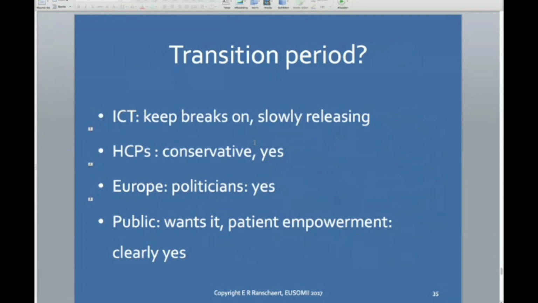Why is it going slower than we expected? Well, the current situation is that ICT is still keeping the brakes on. They are slowly releasing because they are not sure how to handle this, maybe because of the concerns they still have about security and reliability. Healthcare professionals are still a bit conservative, so they are hesitating. The politicians, for the most part, are in favor of it. In Europe, the politicians are in favor, and the public also wants it. We have this patient empowerment, which says clearly yes.